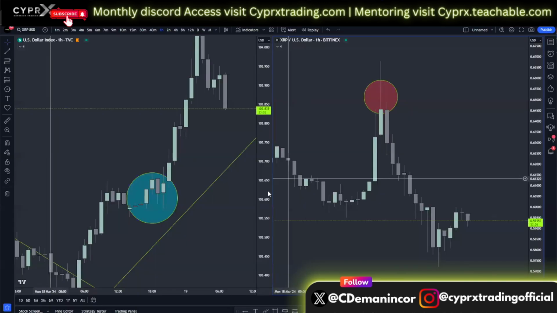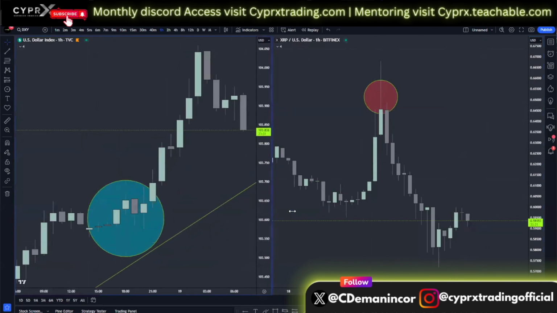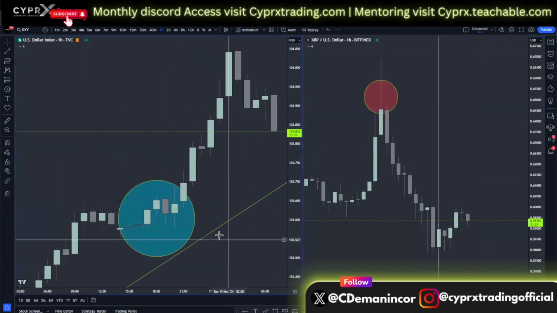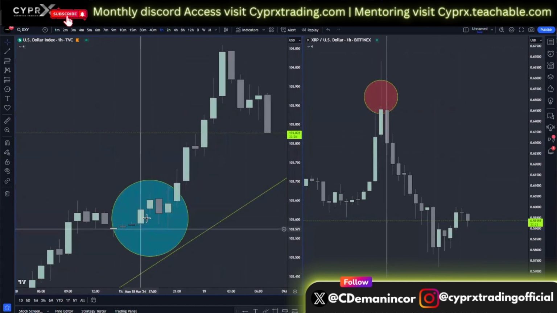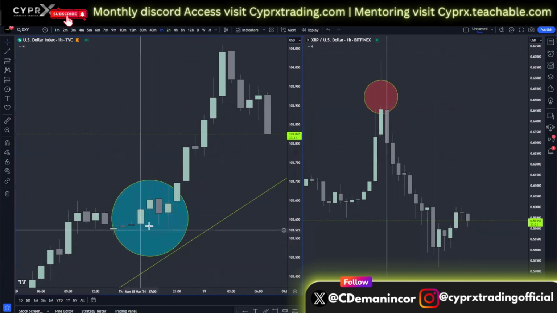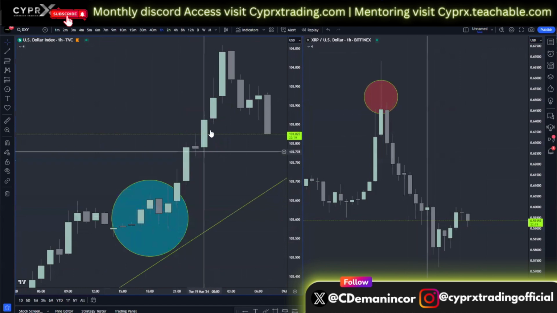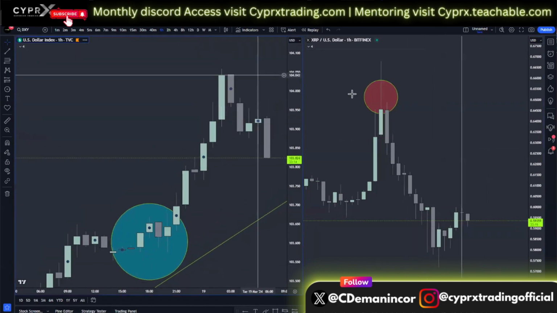Just to show you guys a beautiful example, here you can see the same exact time. This is how correlated the markets are with the United States dollar, right? Here you can see this blue circle is roughly at the start of the day, Monday, March 18th, when the dollar started to increase strength significantly, tapping all the way up into that 104 major psychological level.